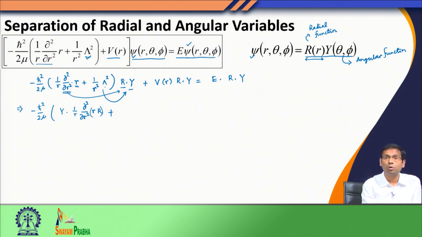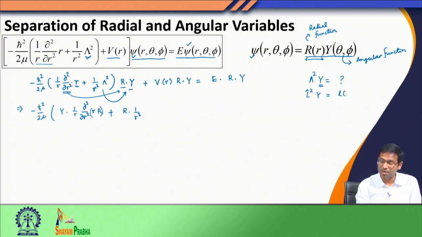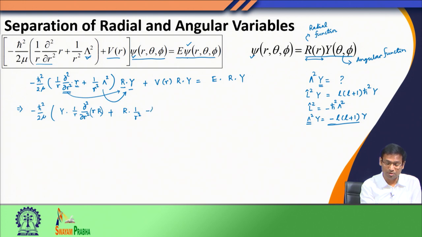I know the Legendrian has only theta and phi components, first and second derivatives with respect to theta and phi. So, this will not have any impact on the radial term. So, I can bring this radial term outside, and then I have lambda square Y. This Y is the spherical harmonic. When the L square operator acts on this Y function, I get L into L plus 1 h bar square Y, but I also know the L square operator is minus h bar square lambda square. So, when the Legendrian acts on the spherical harmonics, I get minus L into L plus 1 times the spherical harmonic. So, this is what I am going to use now, minus L into L plus 1, multiplied by Y.